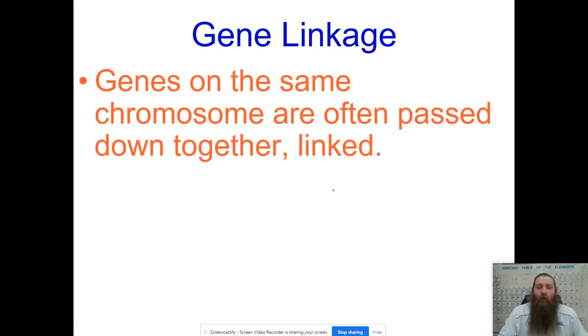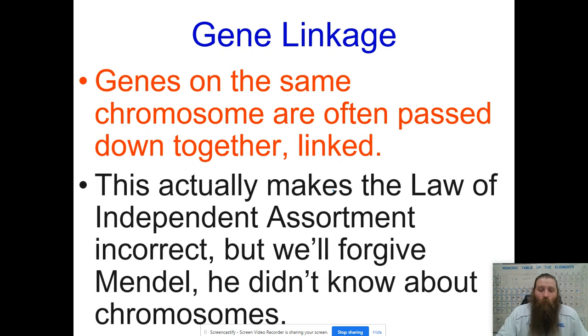Gene linkage is actually an example of the law of independent assortment being incorrect. Because you can have polygenic traits, where many different genes influence a single trait or phenotype, sometimes those genes are on the same chromosome, which means they get passed down together. They're linked together.